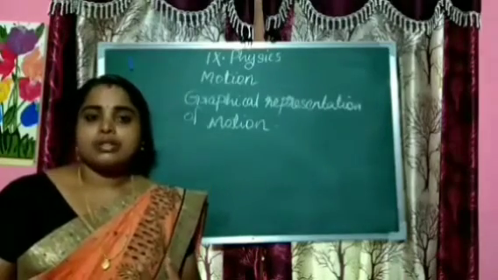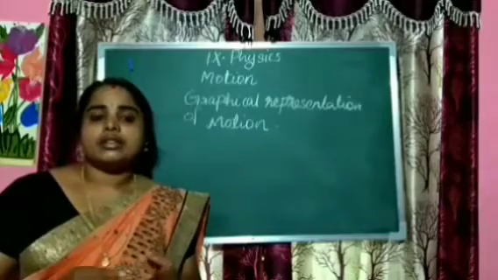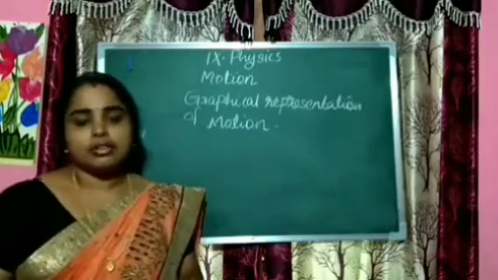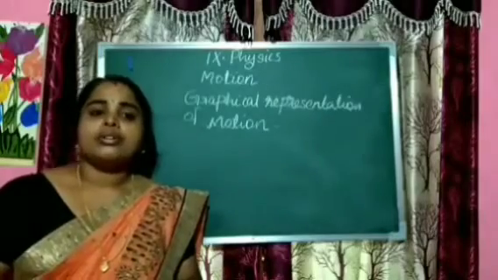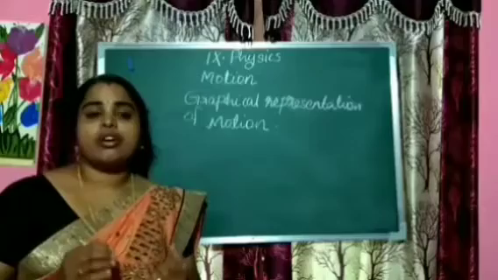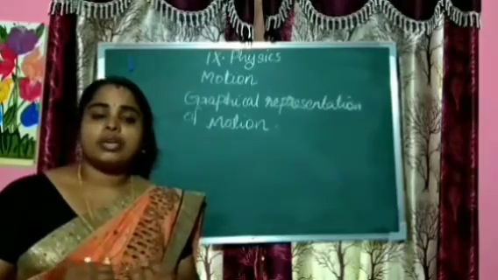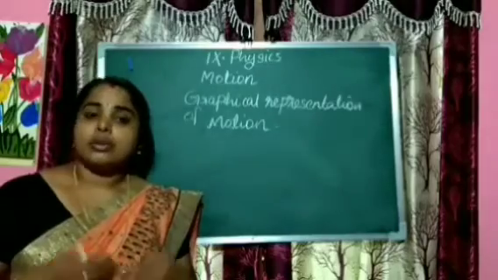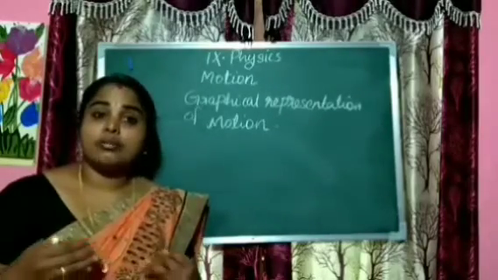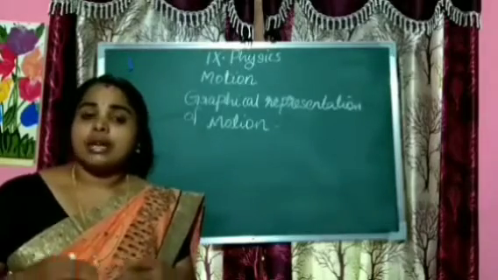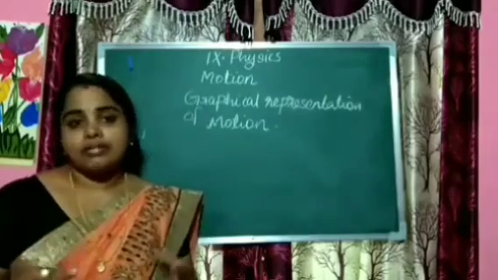So we know that motion can be represented by the graphical method also. In a graph we can understand the position of an object, and we can find the speed of an object. Then we can also understand whether an object is at rest or in motion. So all this information we can obtain from a graph.